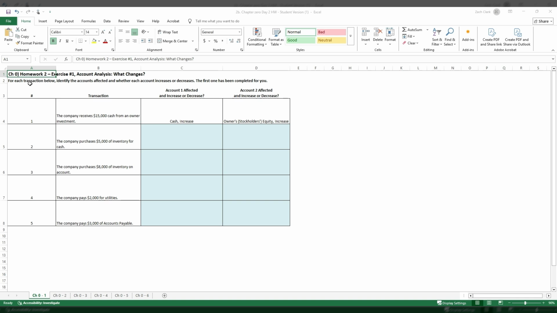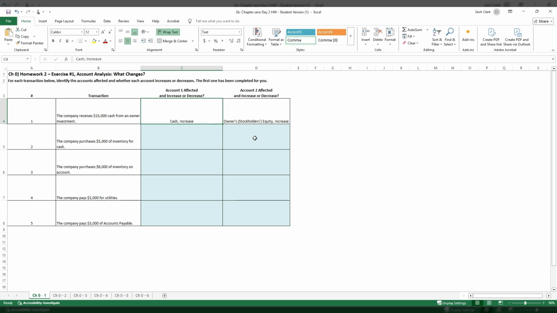Okay, so in our first exercise here, we've got a number of different transactions. And in this problem, what we need to do is just identify the two accounts that are affected in each of these transactions and whether those accounts are going to be increasing or decreasing. With the first one being completed here for us. So transaction 1 tells us that we received $15,000 of cash from an owner investment. And so in that instance, we have our cash account increasing.